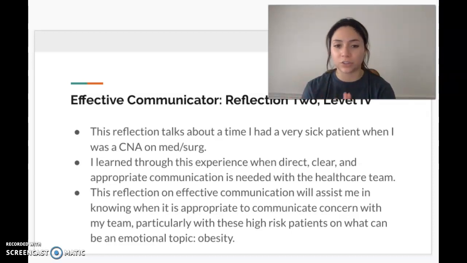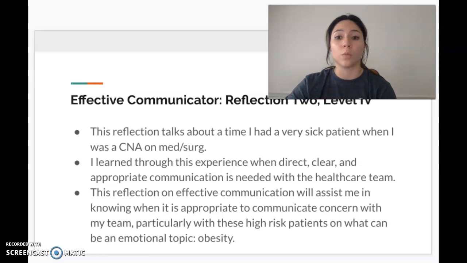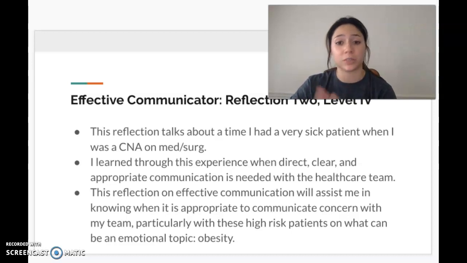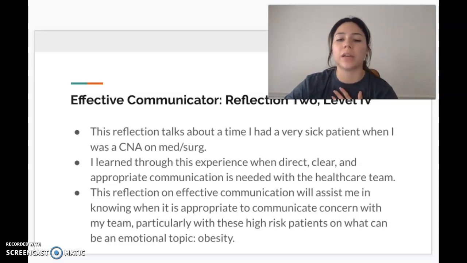So I just talked about a situation like that. This reflection, I think, really helped me to know when it is appropriate to talk about certain patient conditions in front of family members and patients. Maternal obesity can be a very touchy subject for a lot of people because it's their weight and it's women. So I just think that this really helped me reflect more on when there are emotional topics that need to be discussed and how to appropriately communicate with my healthcare team that I'm working with.